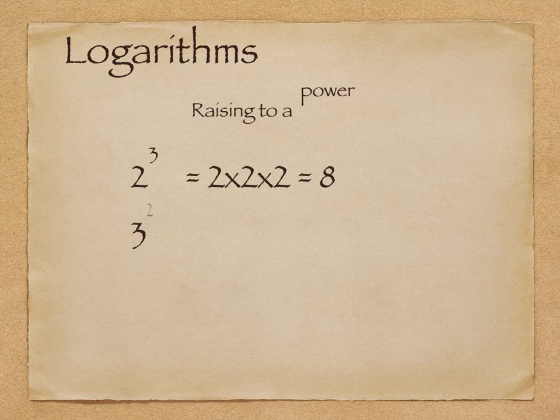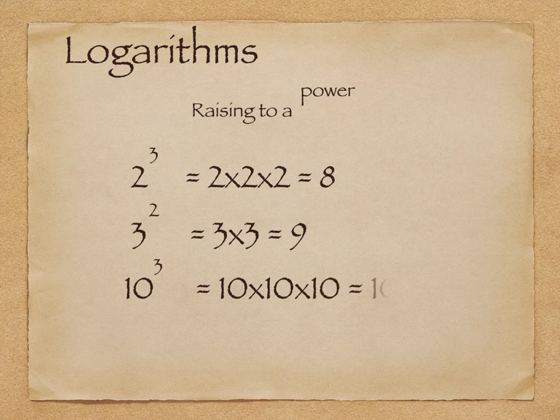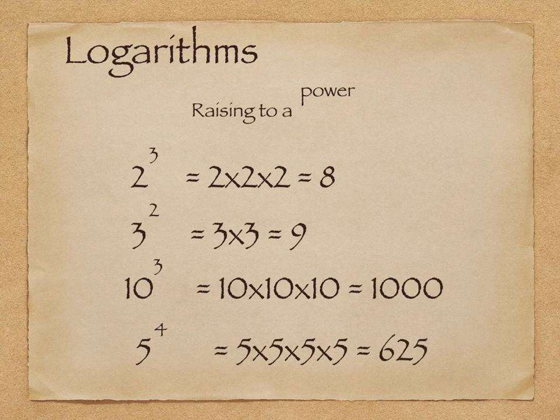3 raised to the power of 2 means 2 lots of 3 multiplied together, which gives 9. 10 raised to the power 3 means 10 times 10 times 10, which is 1,000. And finally, 5 raised to the power of 4 is 5 times 5 times 5 times 5, which is 625.